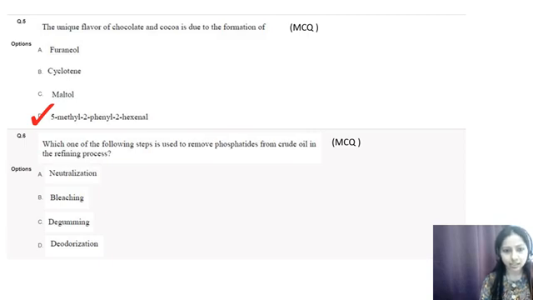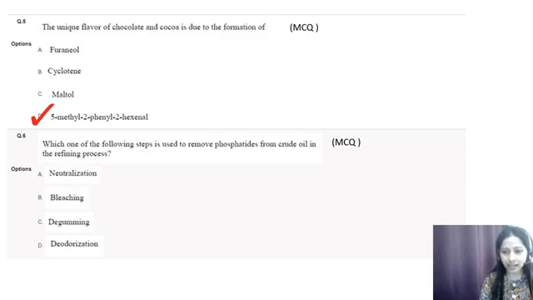Number 6. Which one of the following steps is used to remove the phosphatides from the crude oil in the refining procedure? So the options are neutralization, bleaching, degumming and deodorization. So over here the correct answer will be option number C, that is degumming. Degumming is the first step of the refining procedure of the lipids or the fats. In this, the phospholipids are removed from the crude fats or the lipids. And then neutralization is the second step.